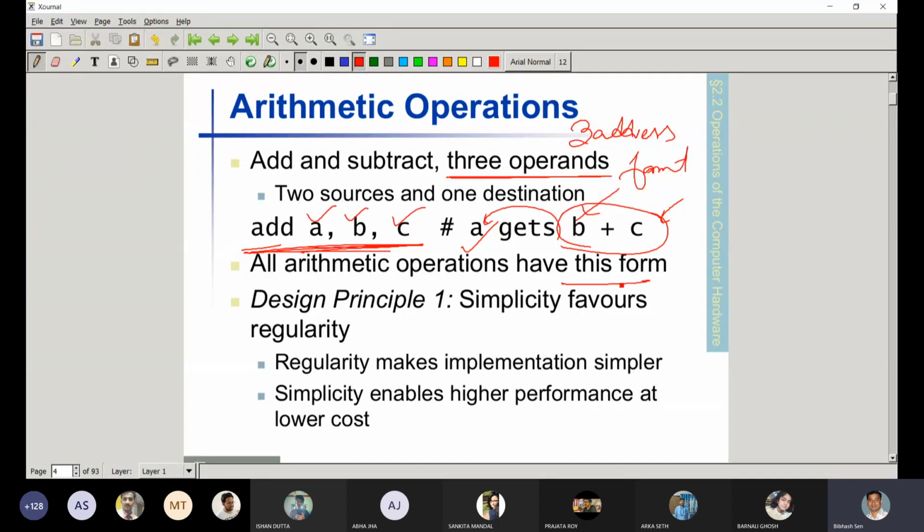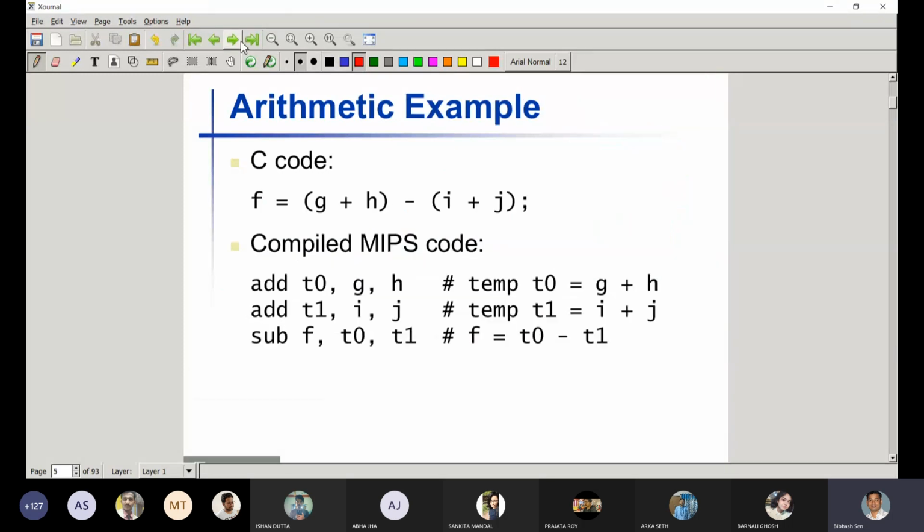All arithmetic operations have this type of form. The design principle simply favors regularity. What is the design principle criterion in choosing MIPS? Remember, it is simplicity. A very important point is that your instruction should be very simple to understand. That makes for higher performance and lower cost. It is a little bit complicated for a simple instruction, because three operands are used simultaneously.